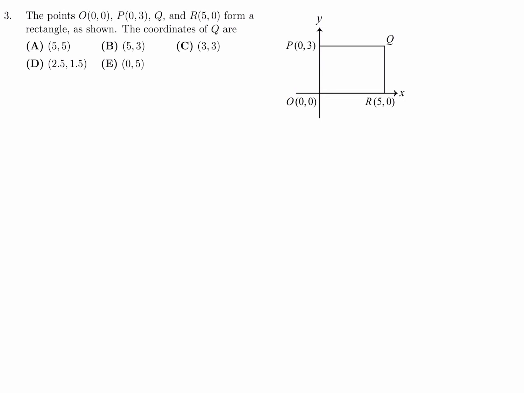The points 0, 0, 0, 3, and 5, 0 form a rectangle. The coordinates of Q are, well, Q seems to have the same x-coordinate as R, so it'll be 5. And then it will have the same y-coordinate as P, since it is going right across from P, so therefore that would be 3. So 5, 3 are the coordinates, number 3, therefore the answer is B.